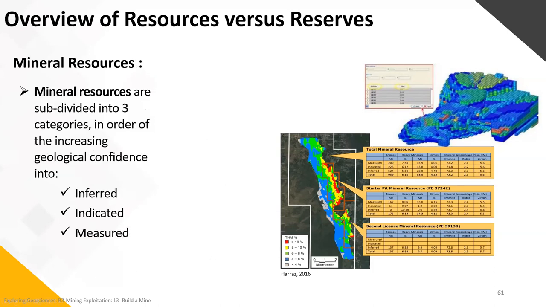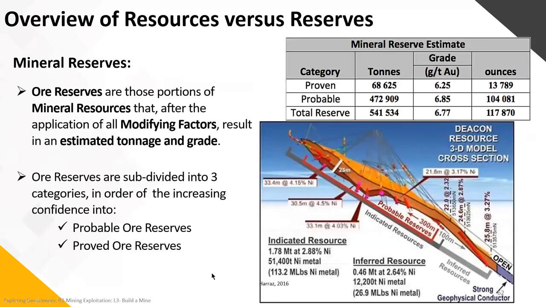The mineral resource can be divided into three categories, and they're basically based on the increasing geological confidence: inferred, indicated, and measured. The mineral reserves, the ore reserves, are those proportions of the mineral resource that, after the application of all the modifying factors, result in an estimated tonnage and grade. So we have our categories, proven, probable, with our tons, our cutoff, and the production. The ore reserves are subdivided into categories in order of increasing confidence: probable ore and proved ore.